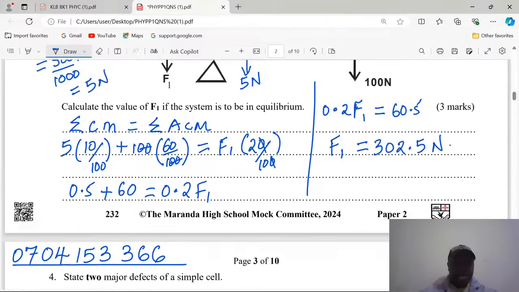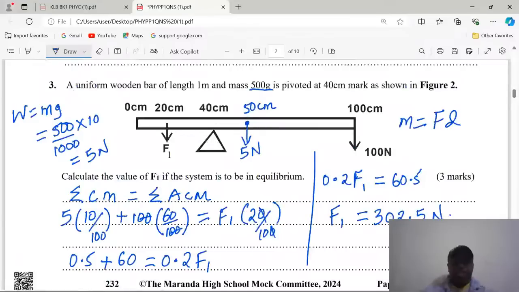Somebody is asking where 10 is coming from. 10 is the distance between the 50 centimeter mark and where the pivot is.